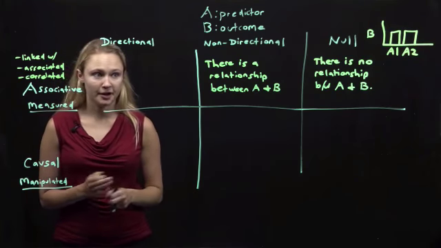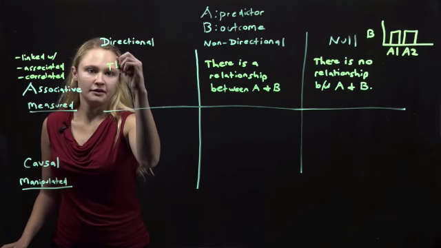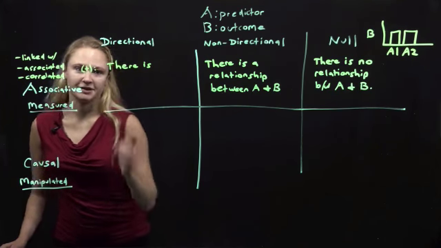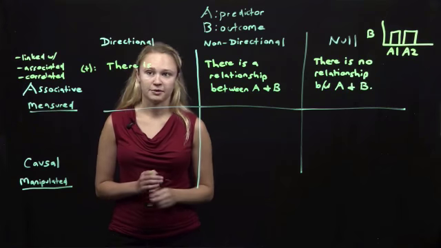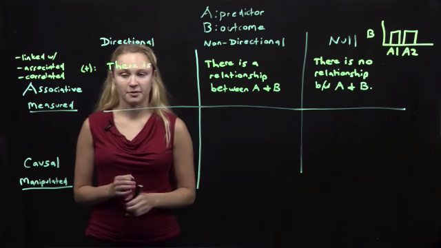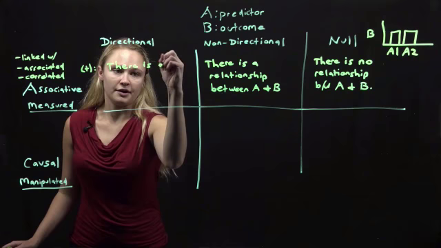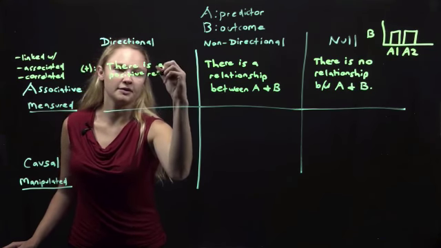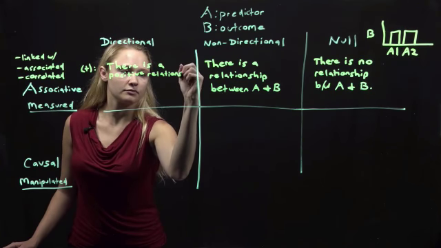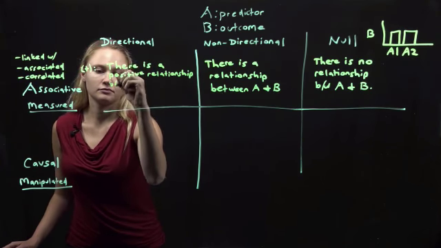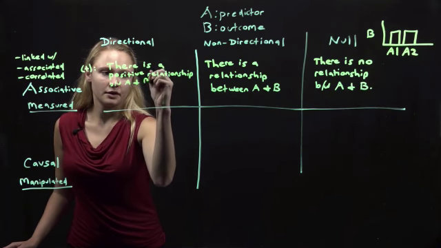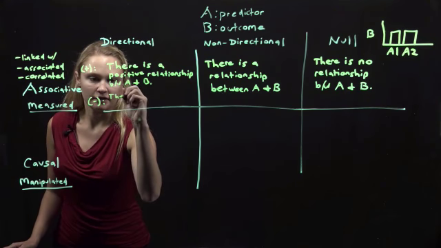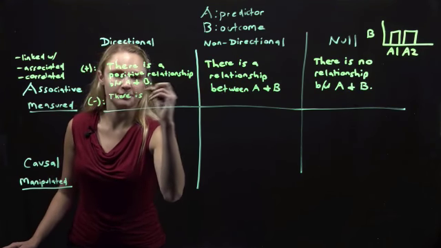And so for your directional hypothesis, an example is that I'll do positive and negative. So we're giving it direction. We're saying as one goes up, the other goes up, or as one goes up, the other goes down. So for a positive relationship, you can say there is a positive relationship between A and B. And for a negative association, you can say there is a negative relationship between A and B.